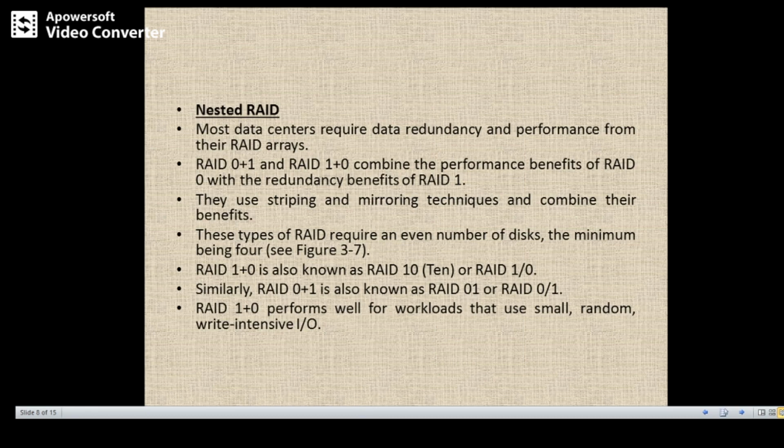So next comes nested RAID. Most data centers require data redundancy and performance from their RAID arrays. RAID 0 plus 1 and RAID 1 plus 0 combine the performance benefits of RAID 0 with the redundancy benefits of RAID 1. This uses the striping and mirroring concept, and it combines the advantages of striping as well as mirroring. These types of RAID require an even number of disks. The minimum number of disks is 4.